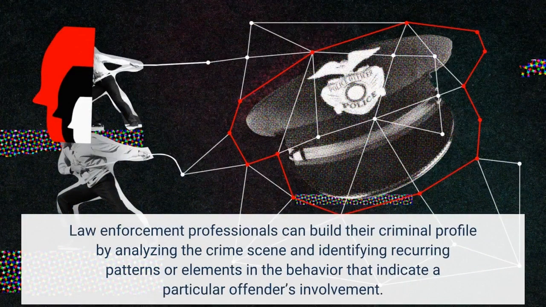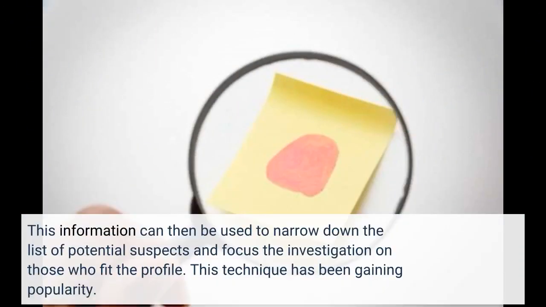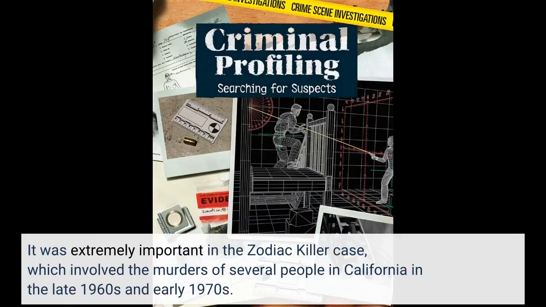Law enforcement professionals can build their criminal profile by analyzing the crime scene and identifying recurring patterns or elements in the behavior that indicate a particular offender's involvement. This information can then be used to narrow down the list of potential suspects and focus the investigation on those who fit the profile. This technique has been gaining popularity. It was extremely important in the Zodiac Killer case, which involved the murders of several people in California in the late 1960s and early 1970s.